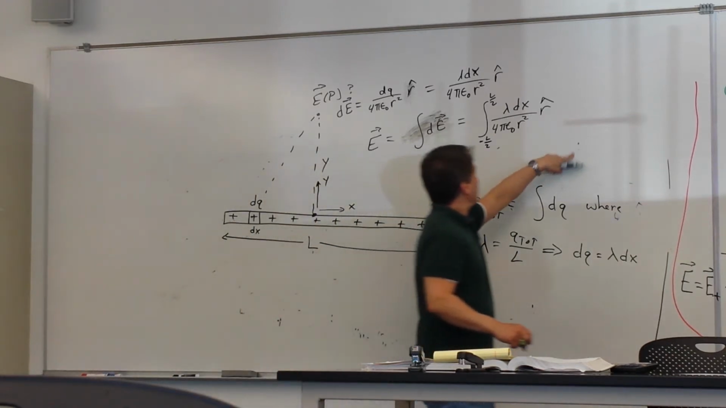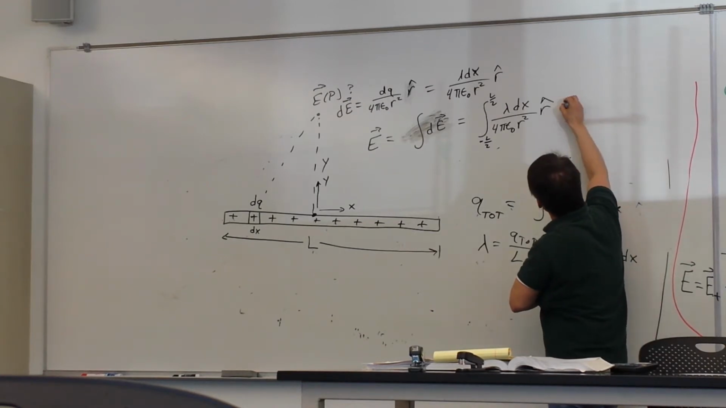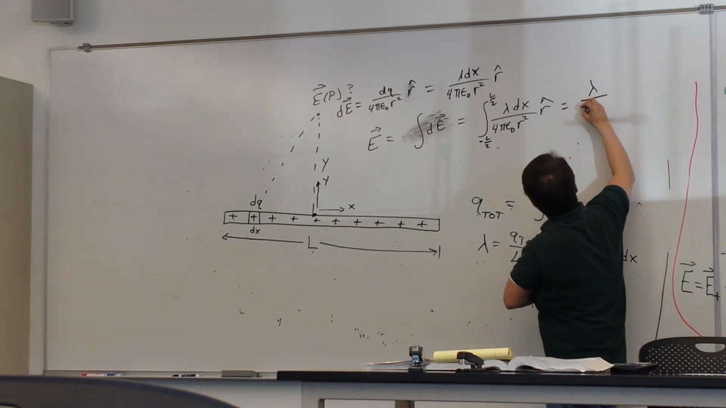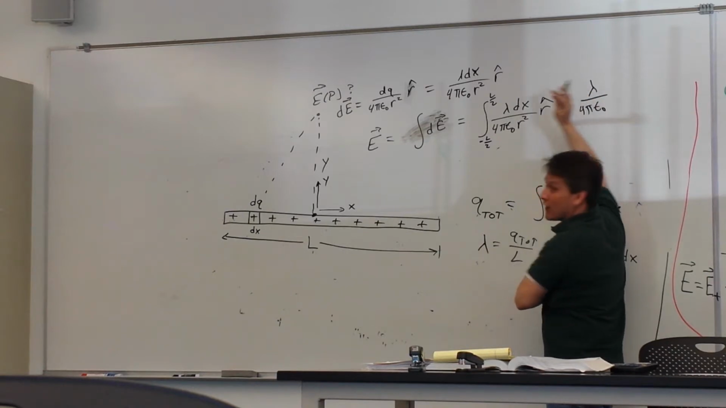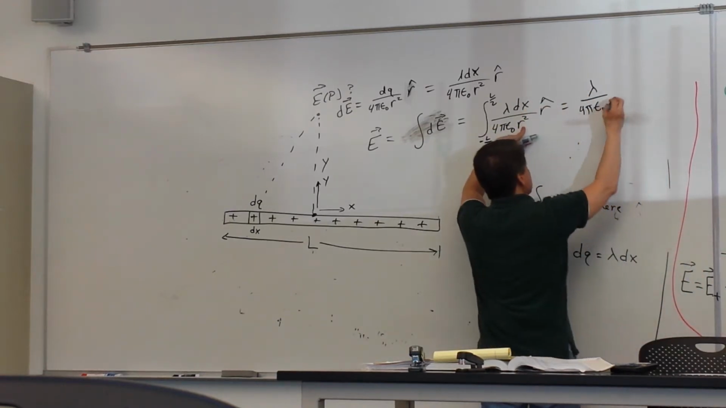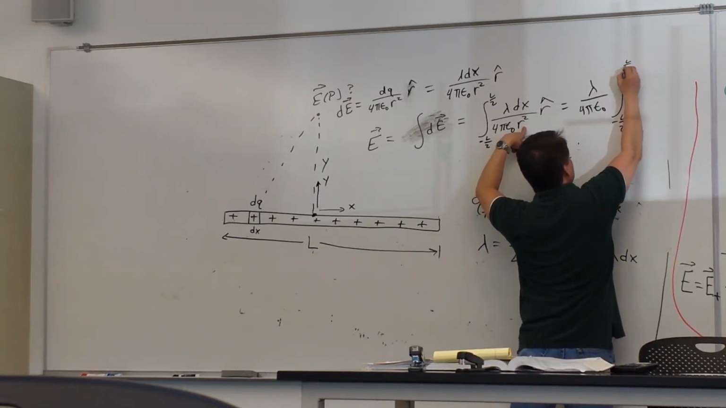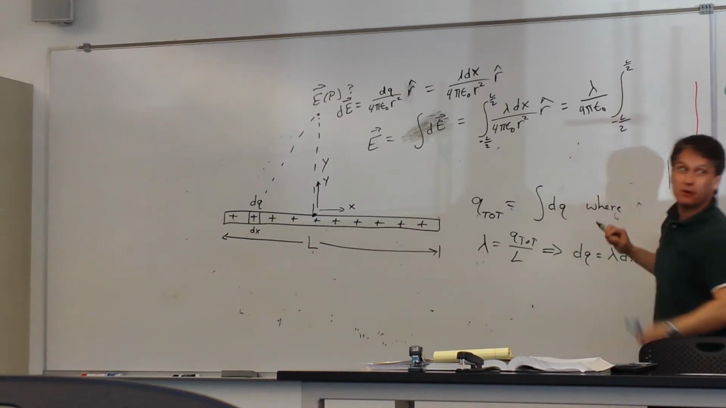So then, the question is, well, what do we do with this? For each component dq. Now the nice thing is lambda, 4 pi epsilon naught, that's all constant, so that comes out. But we have to deal with two parts then. Well, here's my integral. I'm going to evaluate dx from minus L over 2 to positive L over 2.